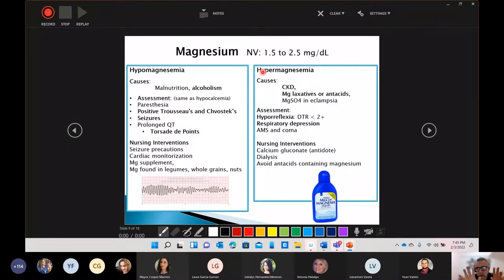Any question? If you have any question, ask the question. I'm just sharing with you what I've seen about this electrolyte, but if you have doubt or question, ask the question.